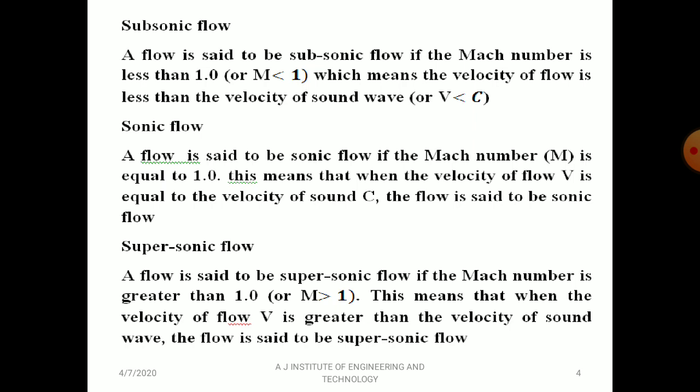Supersonic flow: already two cases are over, one is equal to 1.0, the other is less than 1.0. Now the remaining case, greater than 1.0, is applicable for supersonic flow. A flow is said to be supersonic flow if the Mach number is greater than 1.0, that is M is greater than 1. This is possible when the value of V is greater than the value of C, because from the definition of Mach number we have M equal to V by C. In order to get M greater than 1, V should be greater than C. So that is related to supersonic flow. This is again a very important concept.